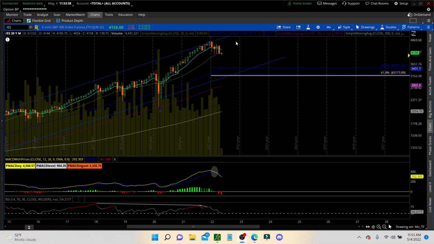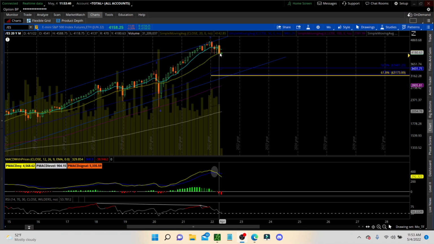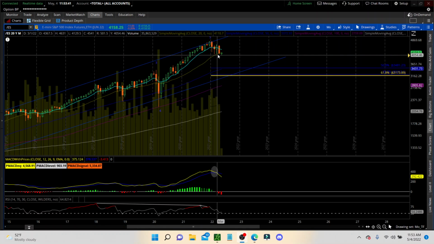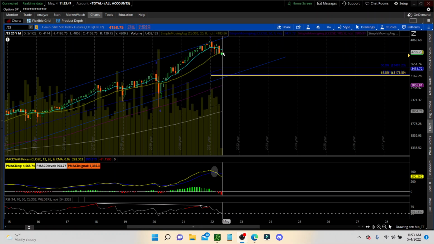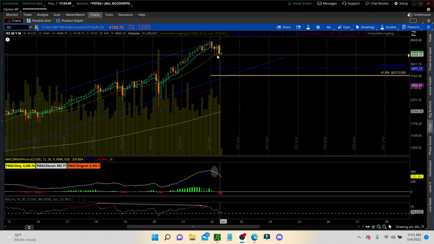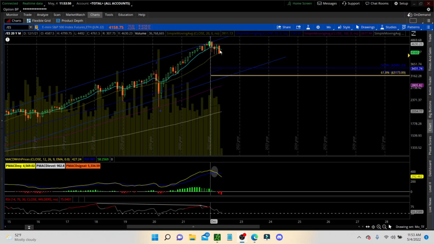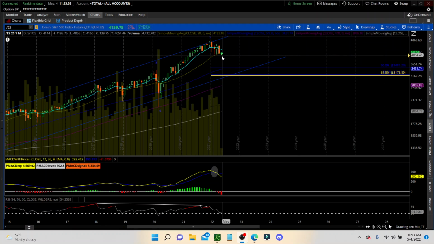Now we're checking out the monthly. If you notice, after this nice big bearish candle we got underneath the 20-month simple moving average. We're fighting with that right now. I do suspect after this type of bearish action that we get follow through.